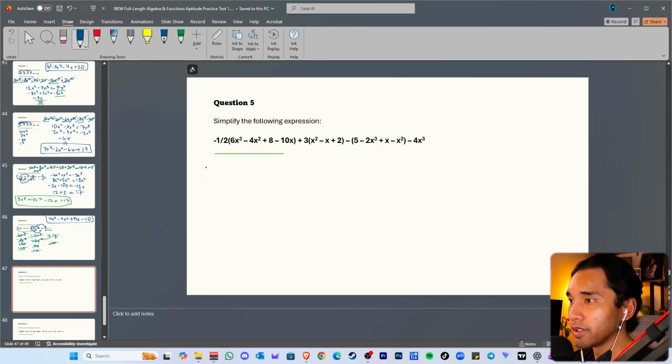Negative 1/2 times 6x cubed equals negative 3x cubed. Right? Yes, it does. And then again, negative 1/2 times minus 4x squared equals 2x squared. Negative 1/2 times 8 equals negative 4. It's kind of hard to do in my head, actually, but you got to. Okay. Negative 1/2 times negative 10x.